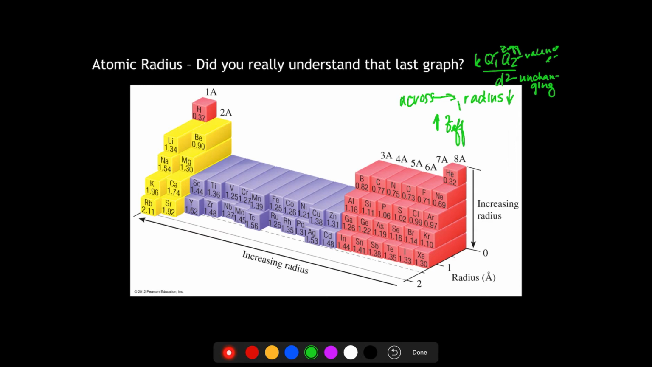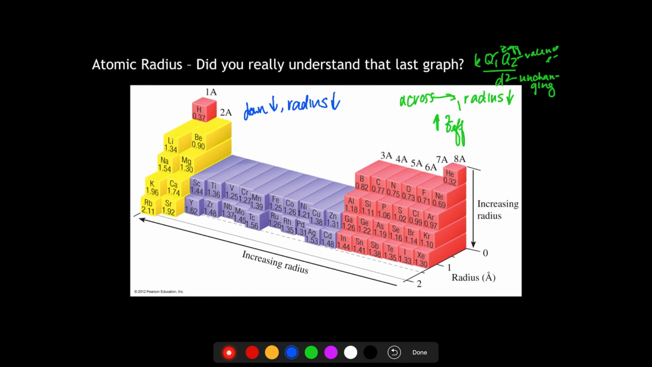Yes? That is a great explanation, and that's what you should write every time you are asked to justify why radius decreases as we go across a period, or I guess if you want to go in the other direction. Yes? Makes sense? So for the group trend, obviously as we go down a group, what happens to the radius?